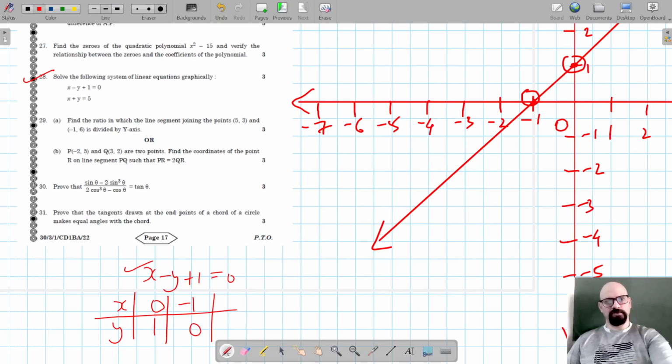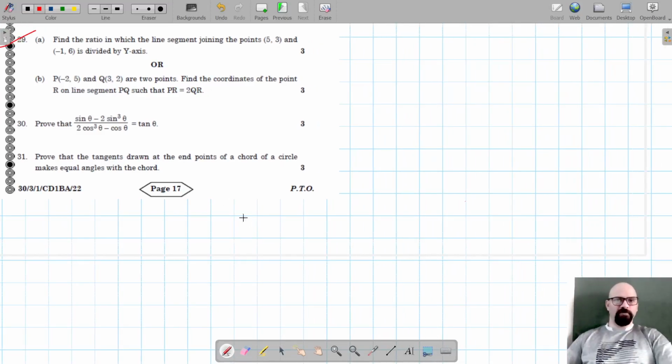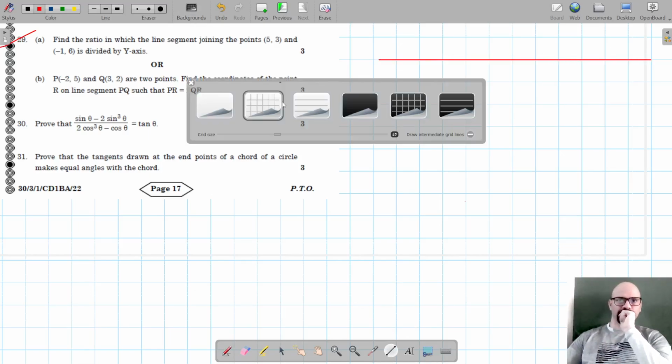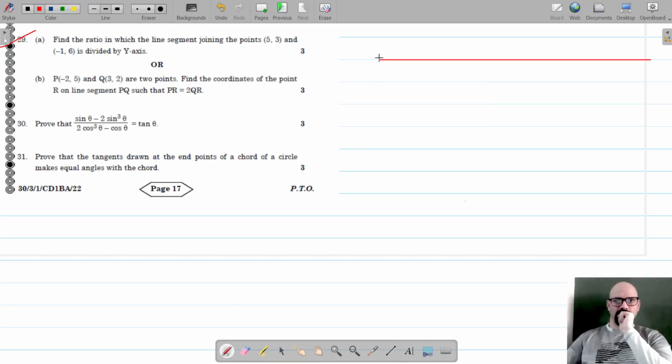Okay, moving on to question number 29. For our next question, that is question number 29, we have to find the ratio in which the line segment joining the points is divided. The points are 5 comma 3 and minus 1 comma 6, and these points are A and B.